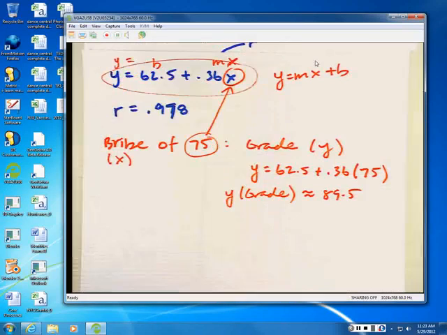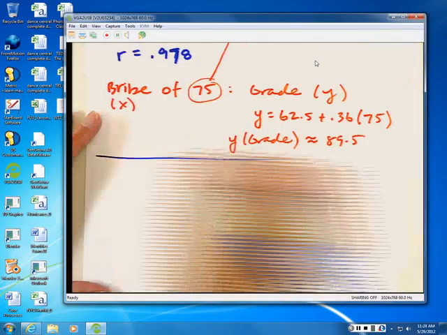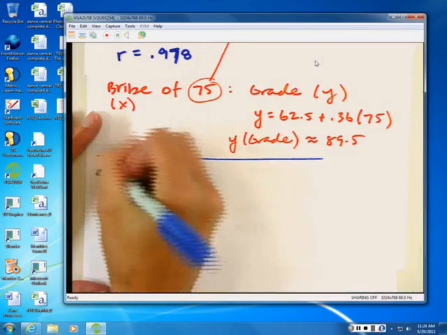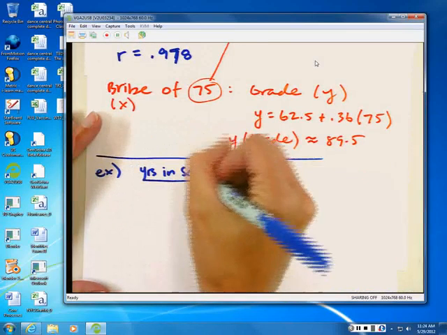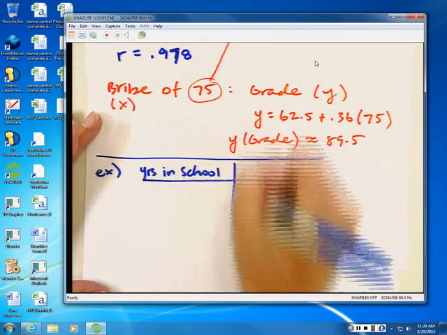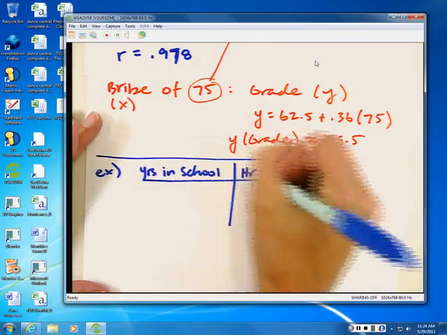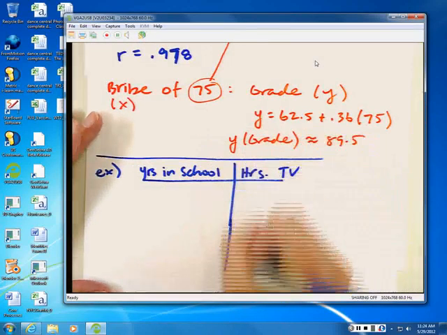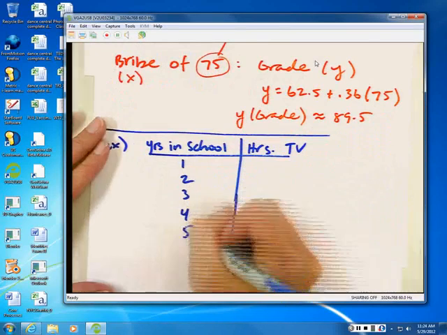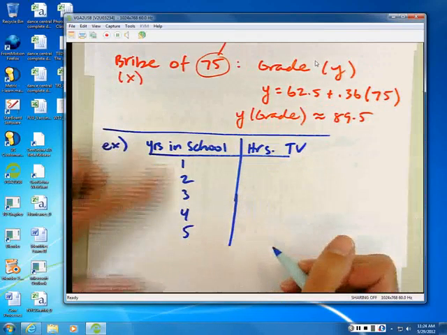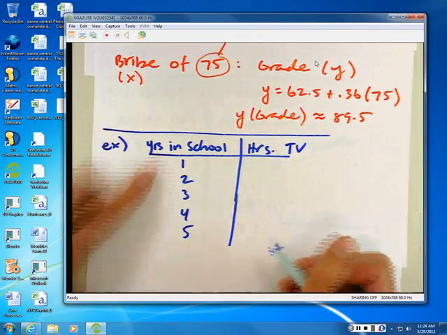Let's look at one more example. For the last example, again, I just made up this data. We are going to compare years in school with hours that you watch TV, hours watching TV. And here's my data. 1, 2, 3, 4, 5. This is college and beyond. And then hours watching TV.